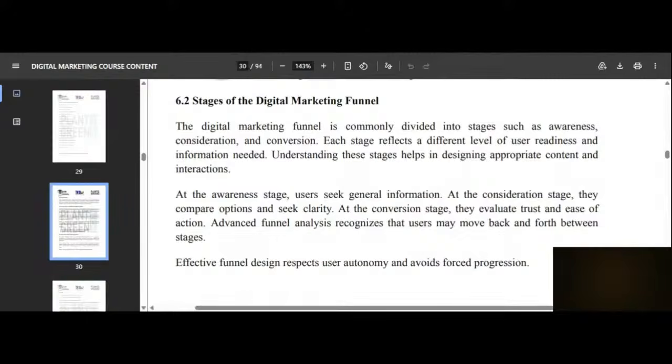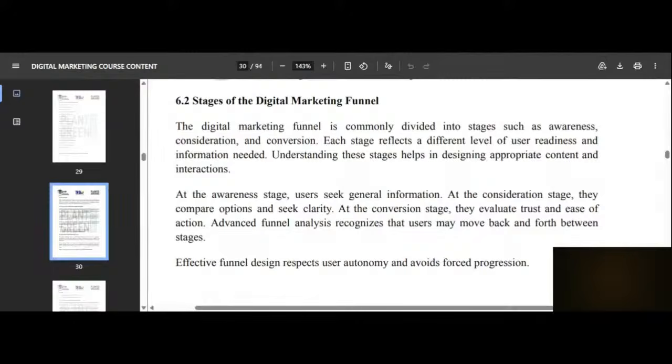Now let us try to understand why funnel building matters. Why should you do funnel building? Why should digital marketers and brands do funnel building? Because without a funnel, you will have to deal with random traffic, low conversion, and no strategy.